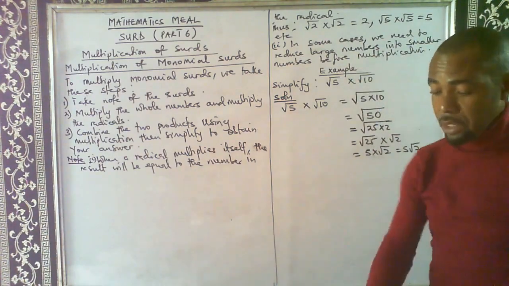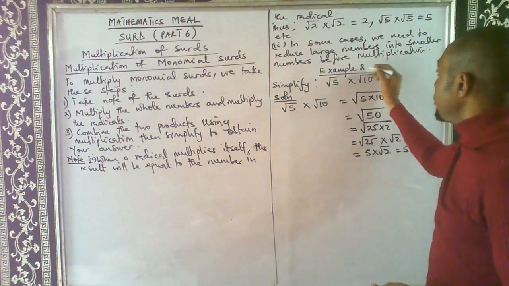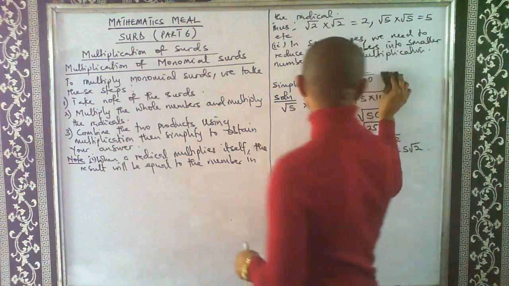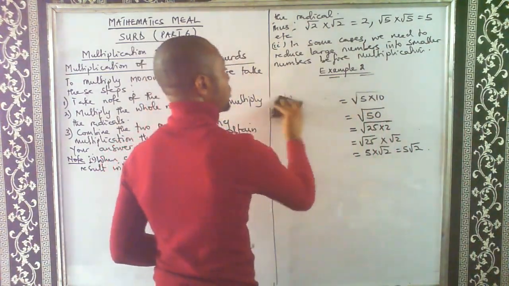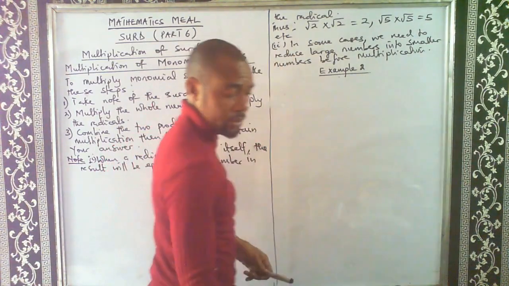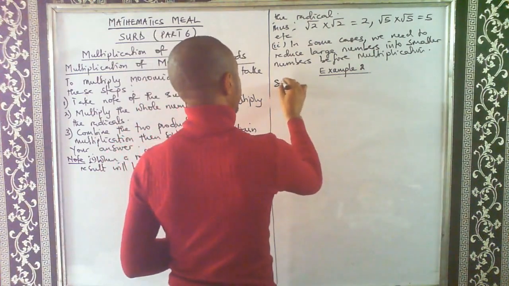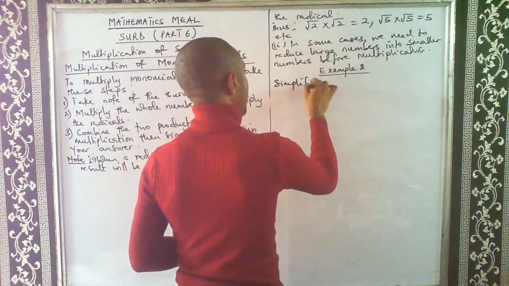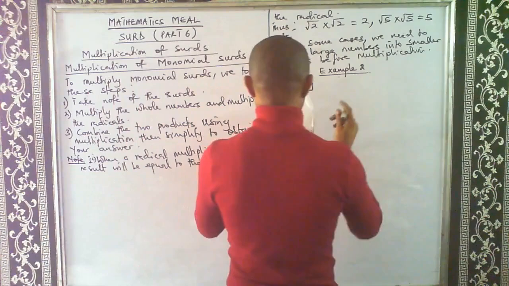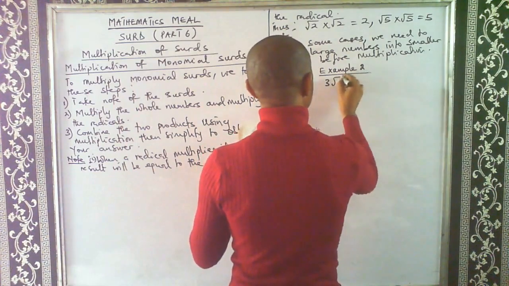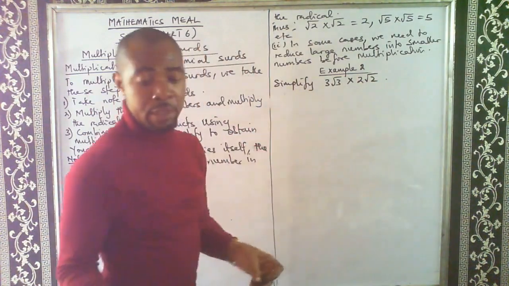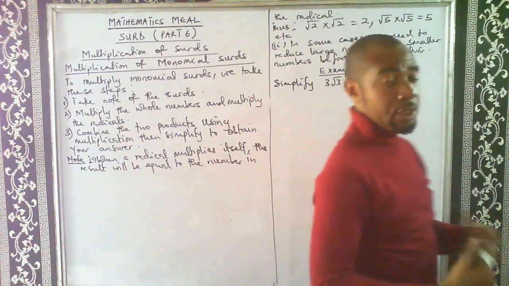So let's take another question, example 2 this time around. Let's take a second question on that. Example 2. We have simplify, take a quick one. Simplify 3 root 3 times 2 root 2. Oh, that's nice. 3 root 3 times 2 root 2.